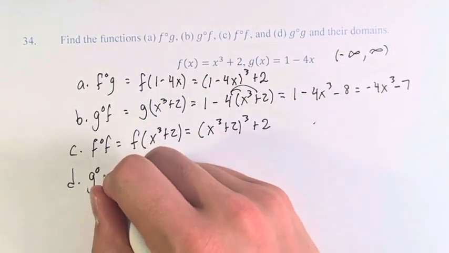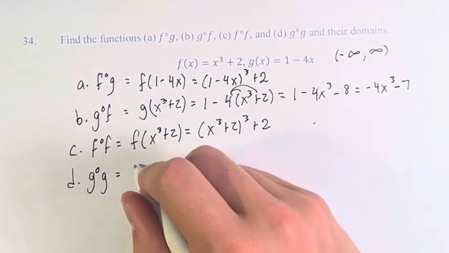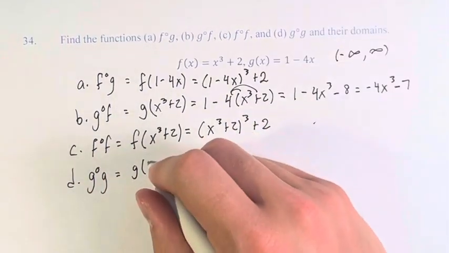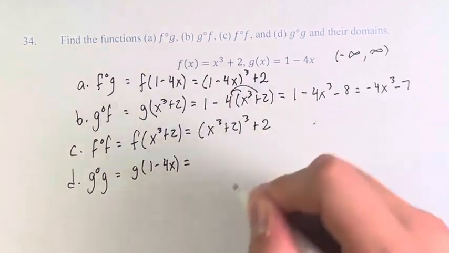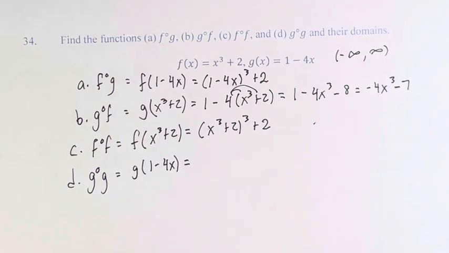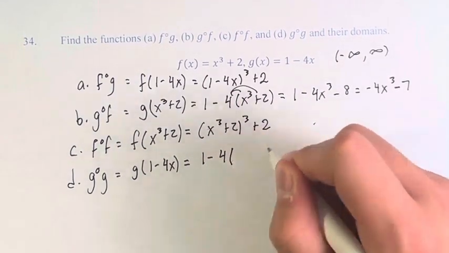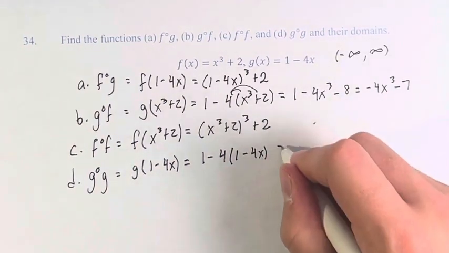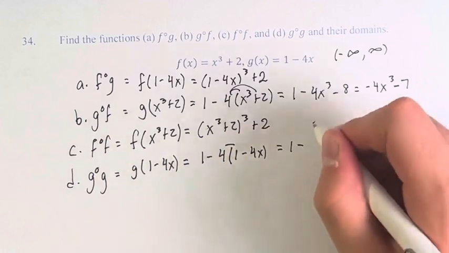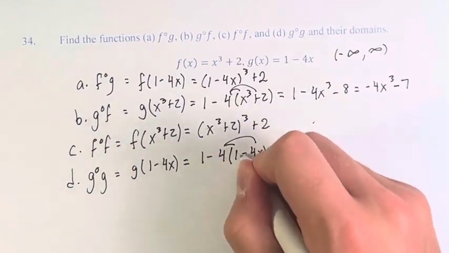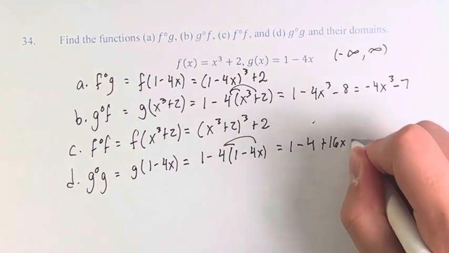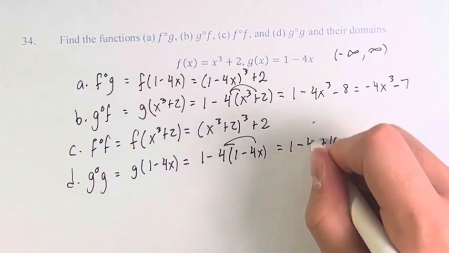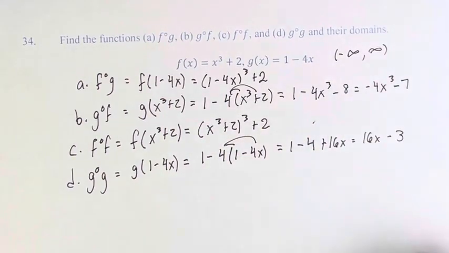And finally, g of g, this is g of x, which itself is 1 minus 4x. So therefore, we have 1 minus 4 times g of x, 1 minus 4x. Therefore, we have 1 minus 4 times 1 is 4. Negative 4 times negative 4 is positive 16x. So you have 16x. 1 minus 4 is minus 3.